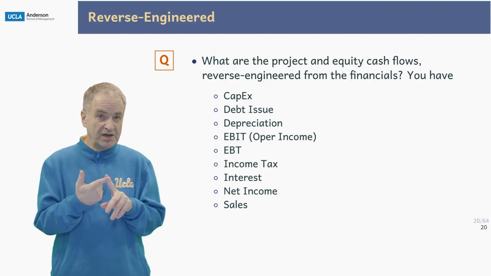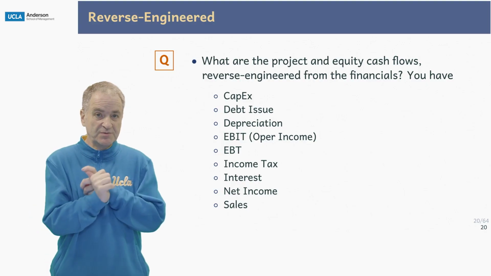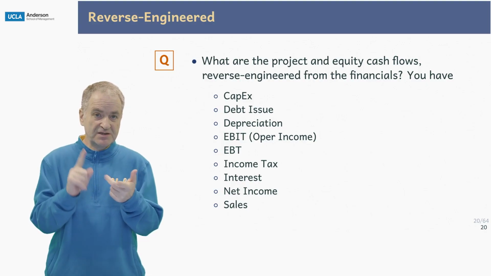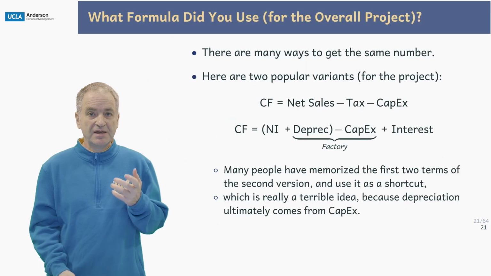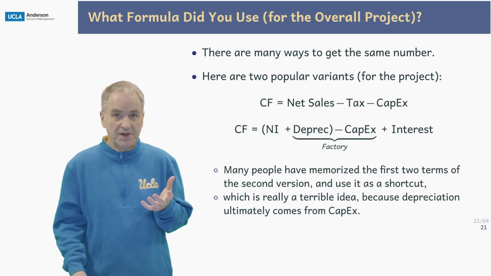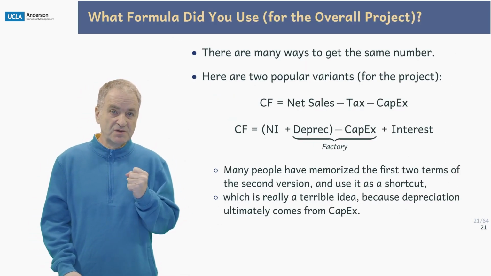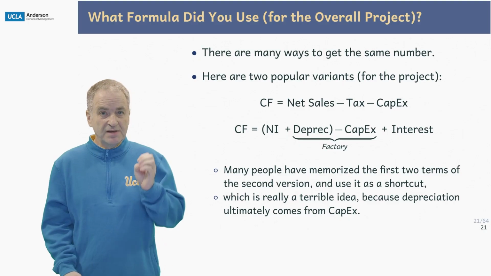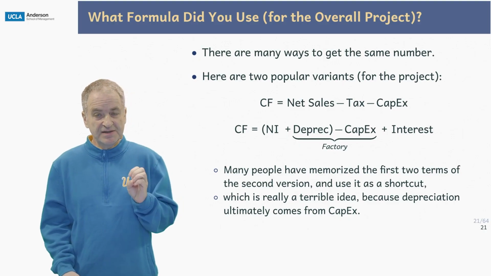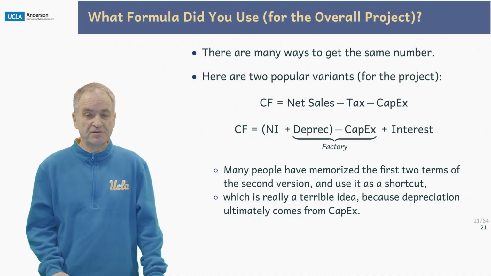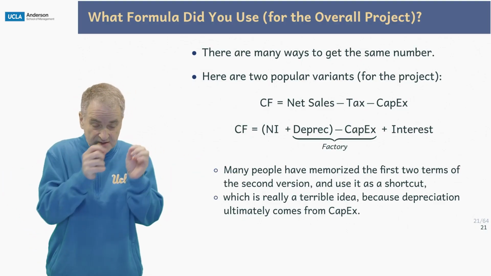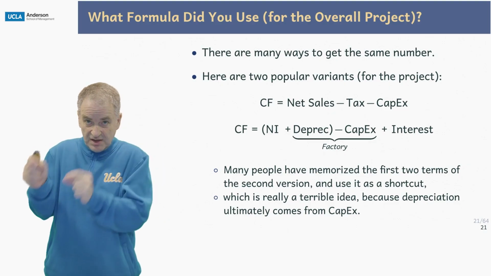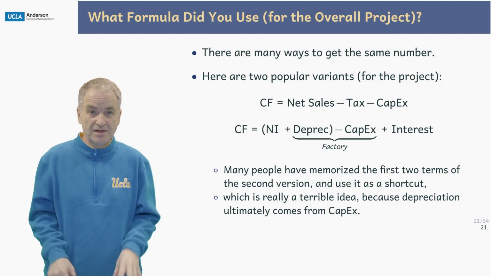We see operating incomes. We see earnings before taxes. We see income tax, interest, net income, and sales. So how do I get the numbers that I want? There are many ways to get them. One is cash flow is net sales minus tax minus capital expenditures. This is what we just calculated before. This is exactly the numbers that we took and added, subtracted.